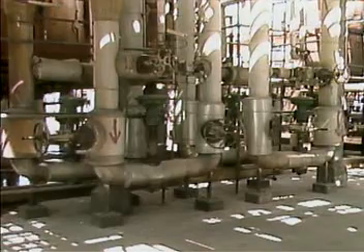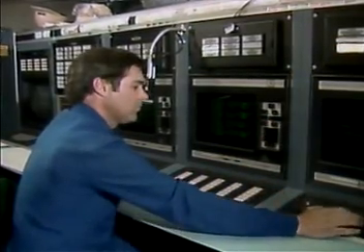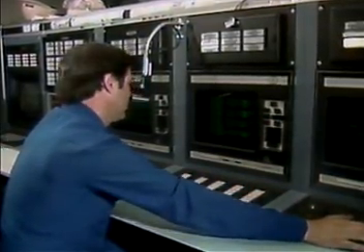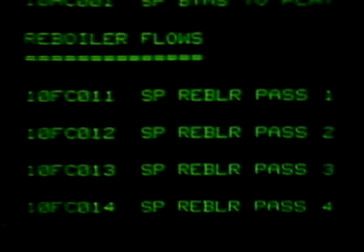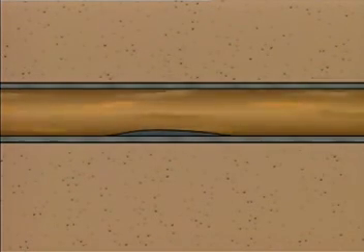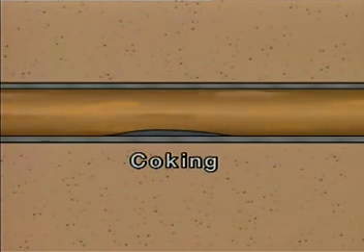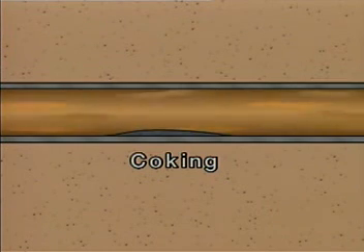These valves are often operated automatically as part of a control system. The proper flow of process fluid is critical to proper furnace operation. Flow problems can lead to heat transfer problems as well as equipment damage. One type of problem that can occur is called coking. Coking is the accumulation of carbon deposits on the inside walls of the tubes.